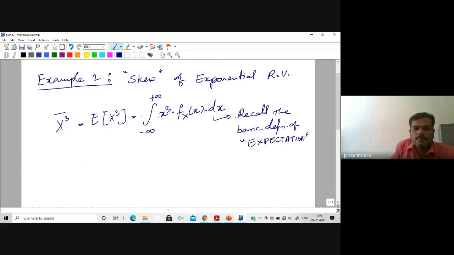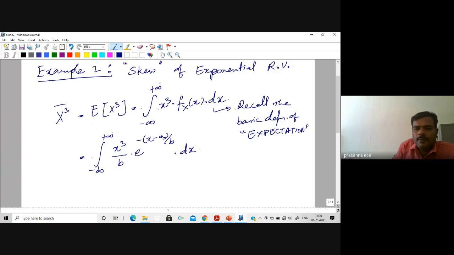Right. So we have f(x), what is this? We have the integral from minus infinity to plus infinity of x cube by b, we have 1 by b into e power minus of (x minus a) divided by b. So this is x cube by b into e power minus of (x minus a) divided by b into dx. Right. Okay, and then now we have to change the limits.